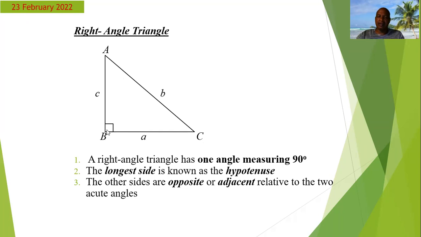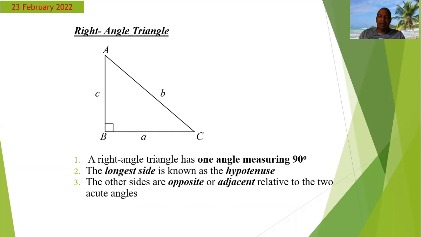from that 90-degree angle. We say that the other two sides of the right angle triangle may be referred to as opposite or adjacent, depending on which non-90-degree angle you're referring to. So we know that the angle B is 90 degrees.